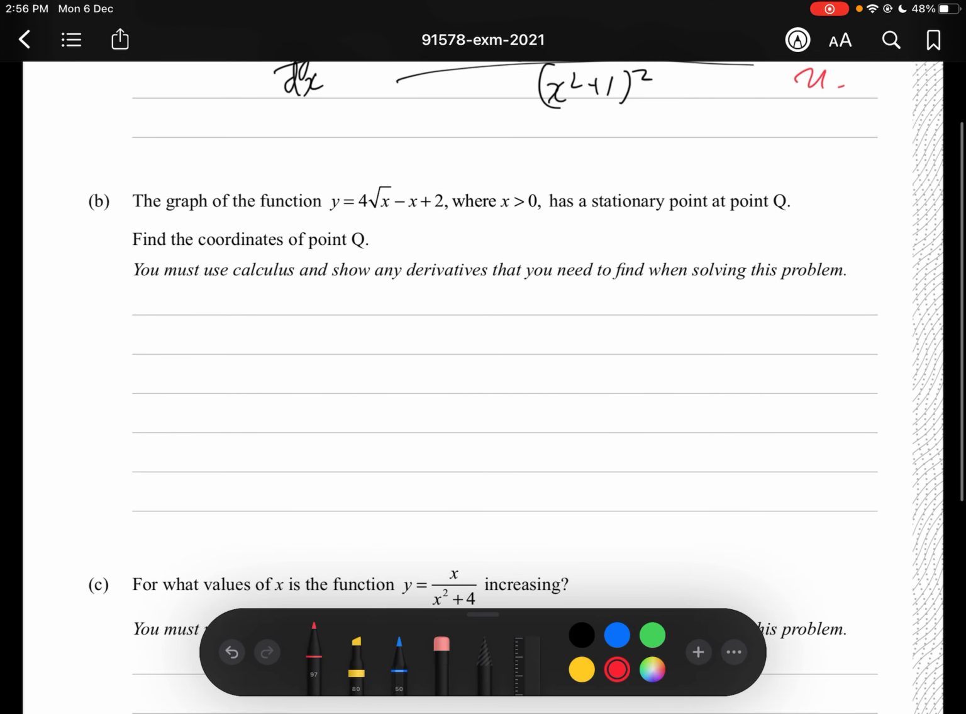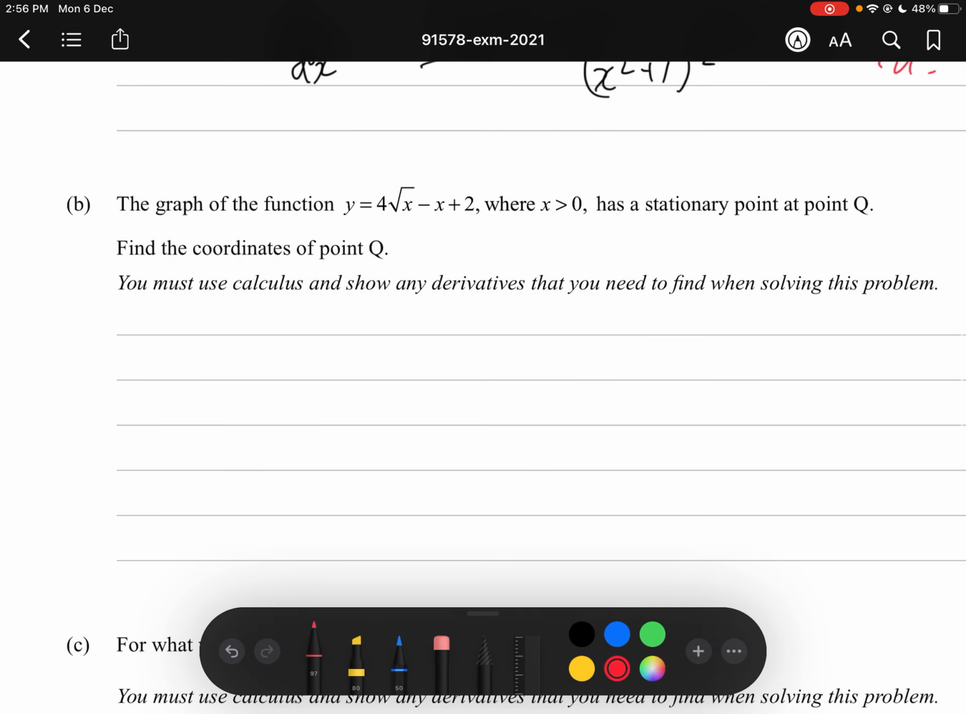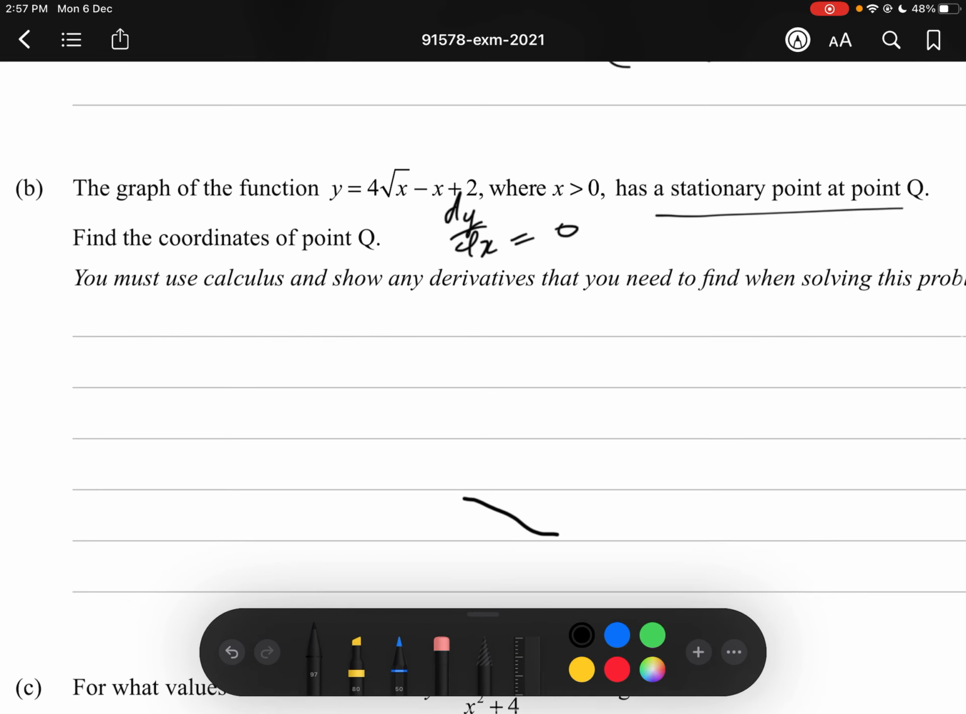The graph of the function y equals 4 root x minus x plus 2, where x is greater than 0, has a stationary point at Q. Find the coordinates of Q. Once again, I think this is the third time they've asked a question with a stationary point. So dy over dx equals 0 once again.